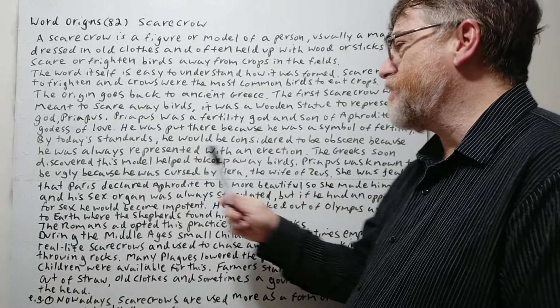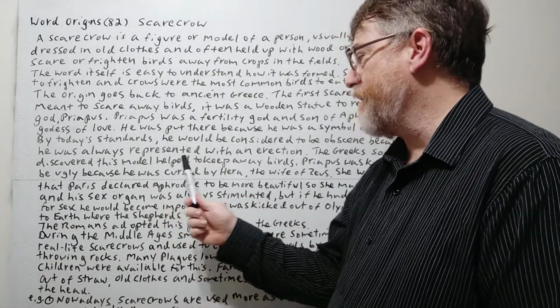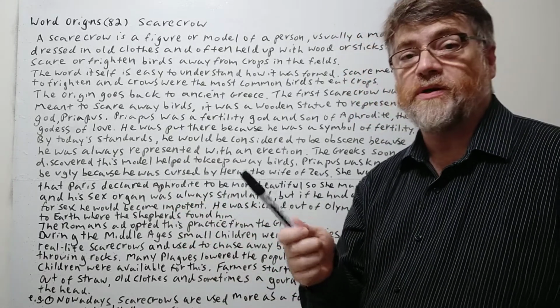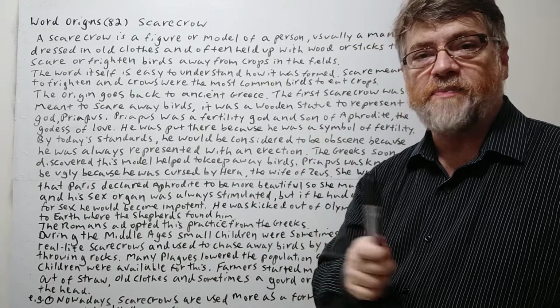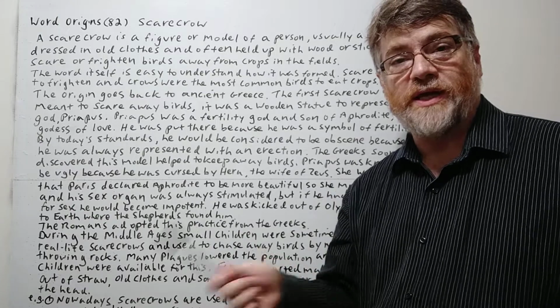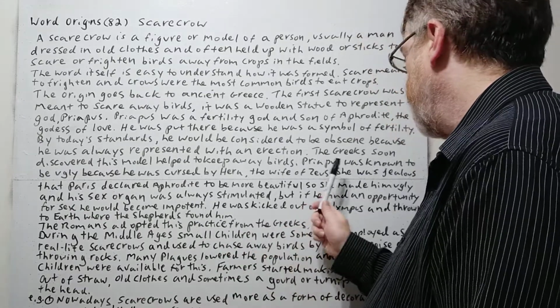Okay. The Greeks soon discovered the model helped to keep away birds. So this is how they got the idea, this scarecrow thing is a good idea to keep away birds so they don't eat a lot of our crops.